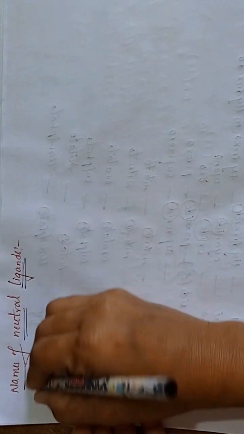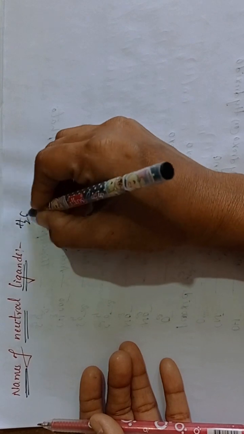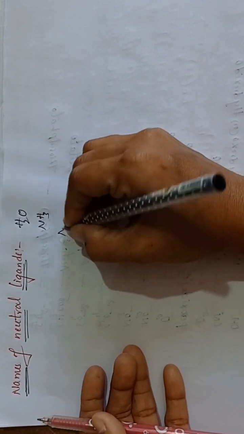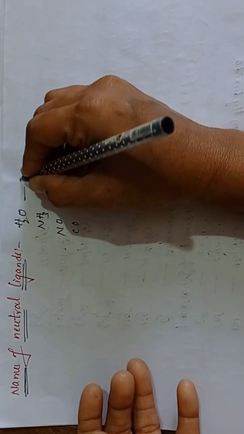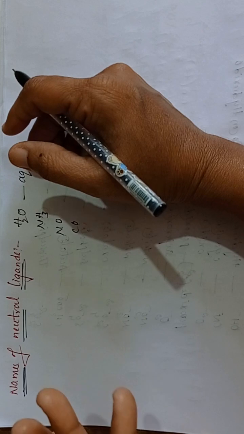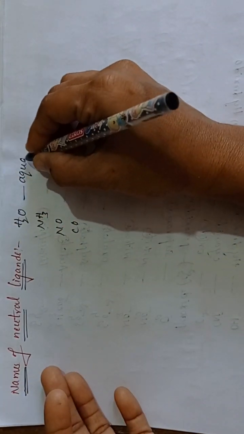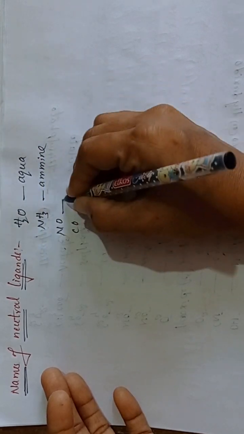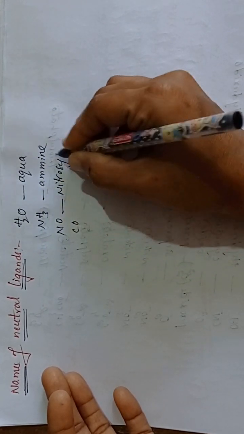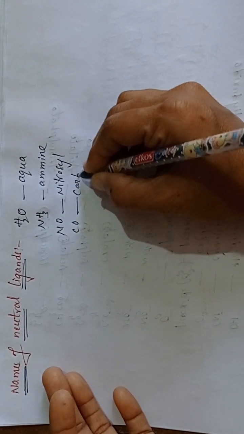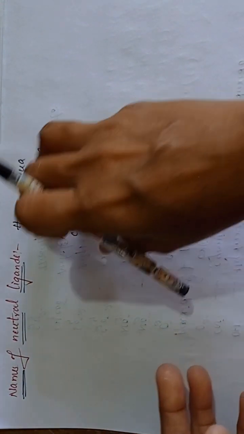When you're writing the names of neutral ligands, students, there are some neutral ligands: H2O, NH3, NO, CO. For water, H2O, what do we have to use, students? Special names. Aqua. NH3 is amine. NO is nitrosyl. CO is carbonyl. So these are the special names we have to use in the case of neutral ligands. Are you clear? So till here the name of the ligand is completed.